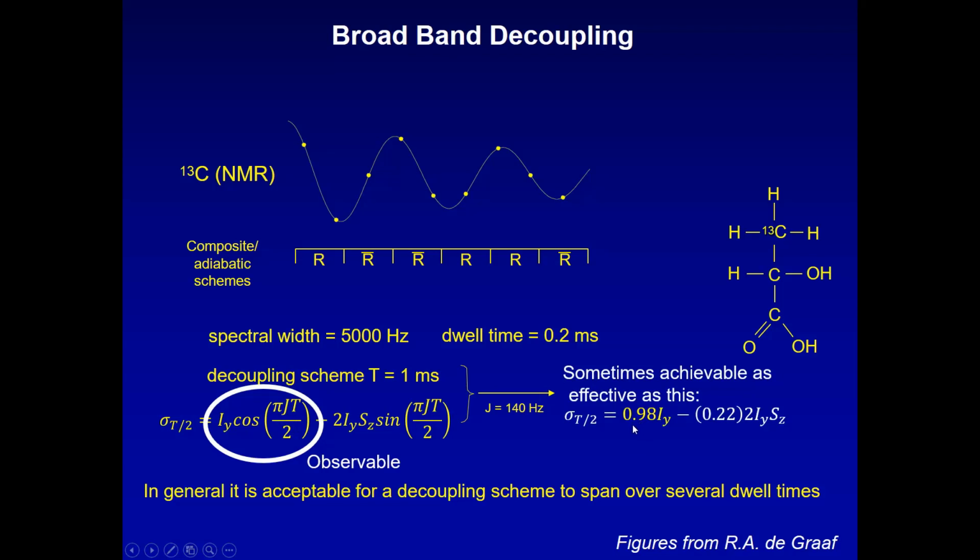We want to have that. Very effective decoupling would be to collapse this observable component to 0.98, 98% of the magnetization. That would get us almost all of our signal collapsed into a single peak. This other term, IYSZ, is the formal representation of the double quantum state of the magnetization being antiphase due to the J coupling.